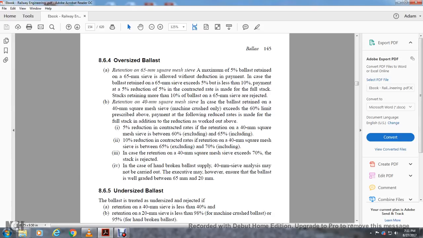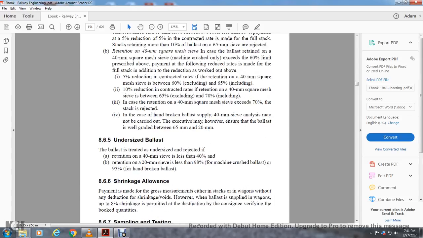A 5% reduction in contracted rates applies for retention on the 40 millimeter square mesh between 60% excluding and 65% including. A 10% reduction in contracted rate applies for retention on the 40 millimeter square mesh between 65% excluding and 70% including. If retention on the 40 millimeter square mesh exceeds 70%, the stack is rejected. For hand-broken ballast, the 40 millimeter sieve analysis may not be carried out. The contractor may however ensure that the ballast is well graded between 65 millimeters and 20 millimeters.